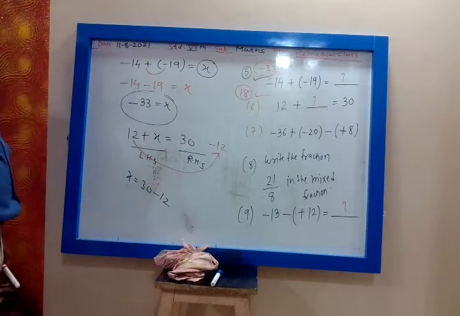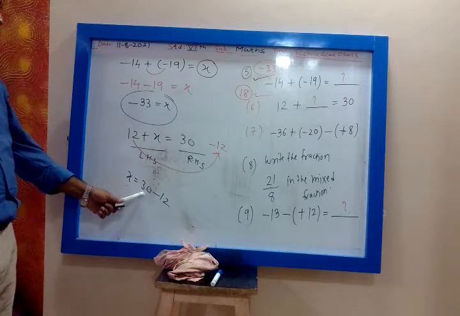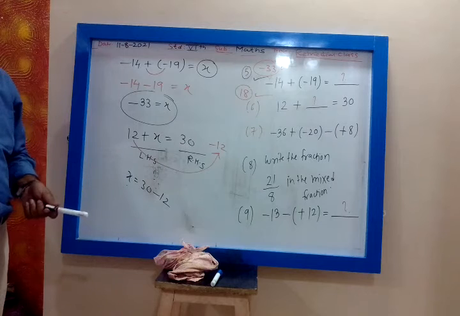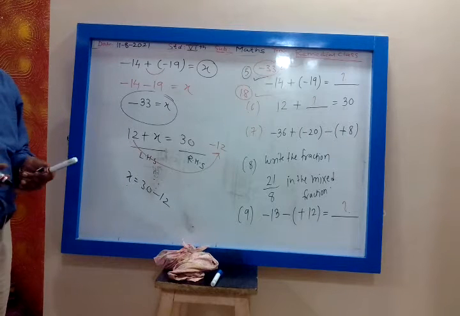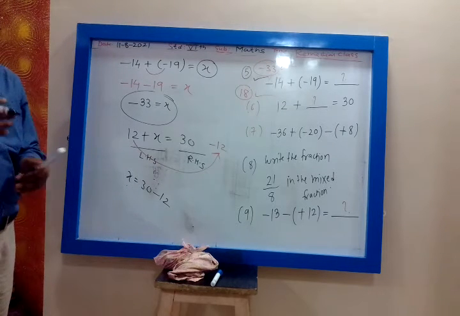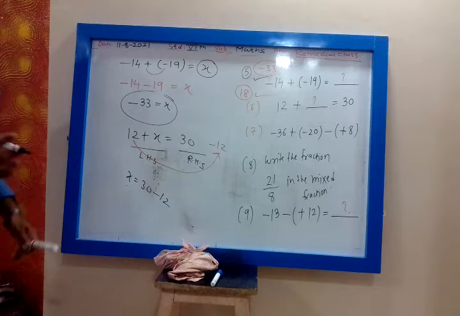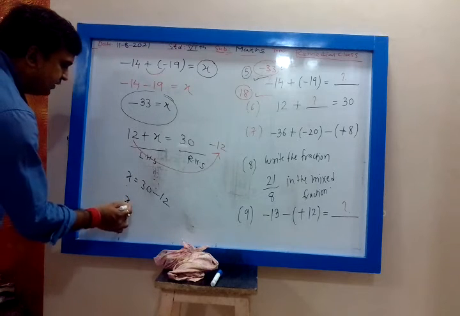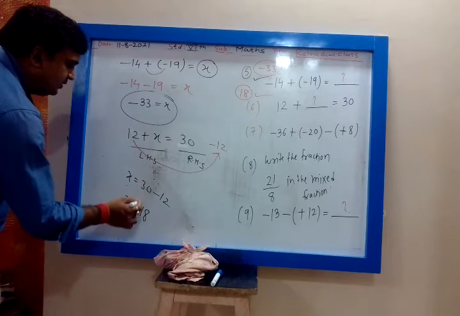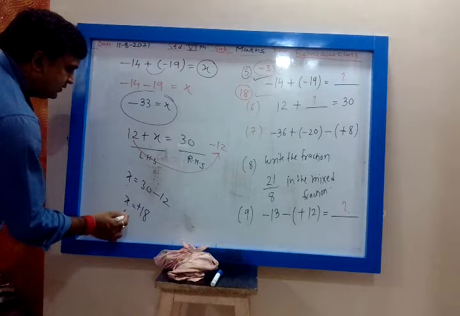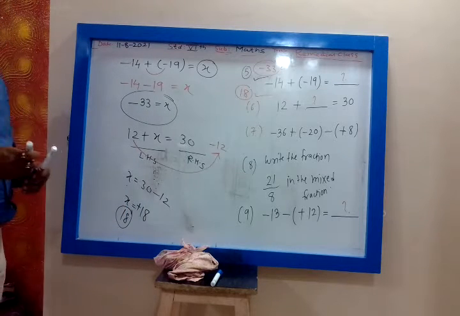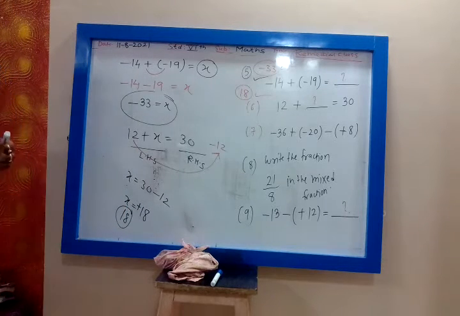Now check whether they have same sign or opposite sign. Sign of 30 is plus, 12 is minus, opposite sign. Whenever they have opposite sign, you have to subtract smaller number from bigger number and take the sign of bigger number. So 30 minus 12 is 18. Which number is bigger? 30. What is the sign of that? Plus. So answer is plus 18.